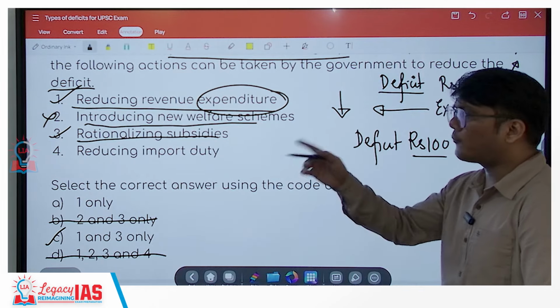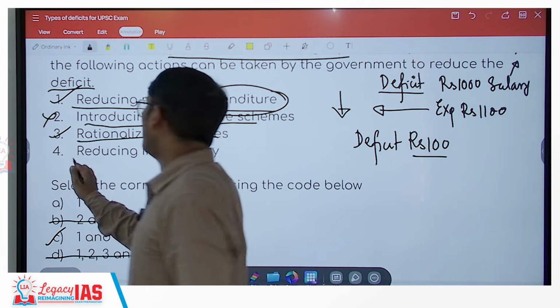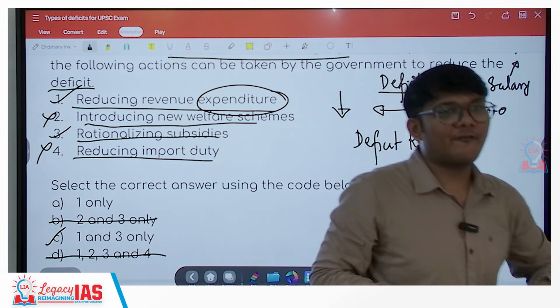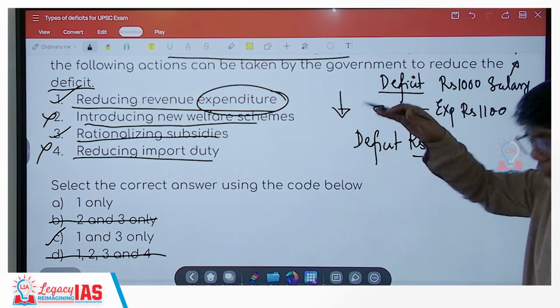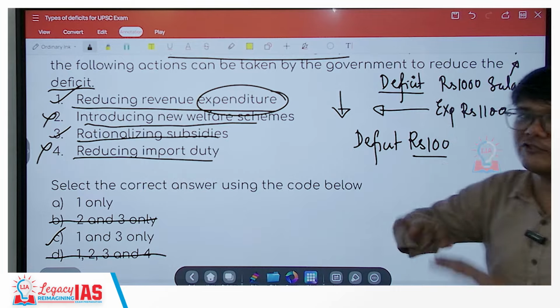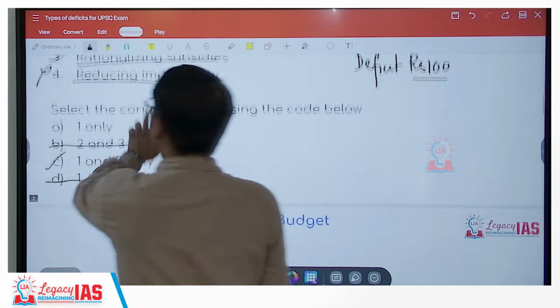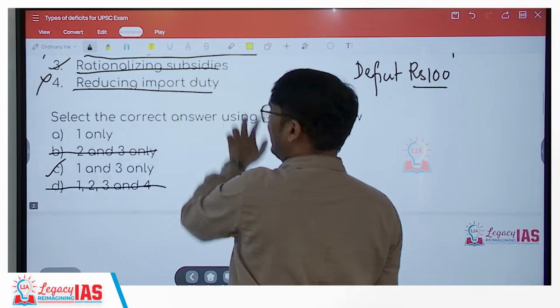But let us look at statement 4 as well. It says reducing import duties. No. Import duty is a revenue for the government. It is like the salary for the government. So if you reduce import duty, the salary will go down, which will not help in reducing the deficit. Hence statement 4 is wrong. Hence the correct option is 1 and 3 only.